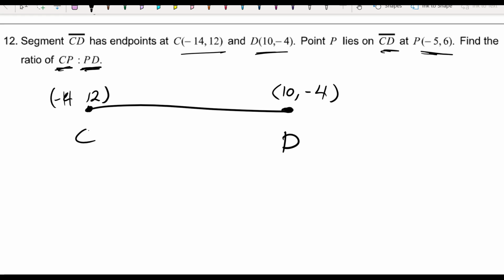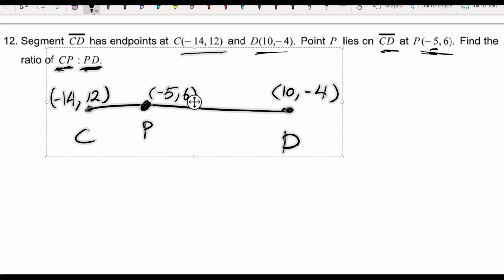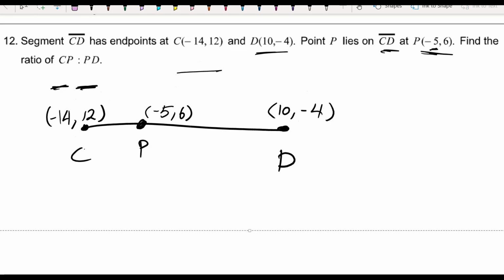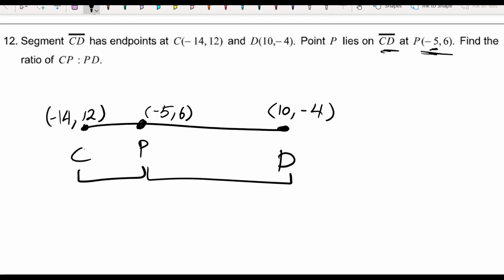If I had to take a guess just by estimating, let me try to make a nice 14 there. There we go. Maybe it's closer to C just because it's at negative 5, but I don't really know here. So I'll put P there at negative 5, 6. And I want to figure out how big CP is, right here, compared to PD. And there's two really easy ways to do that.